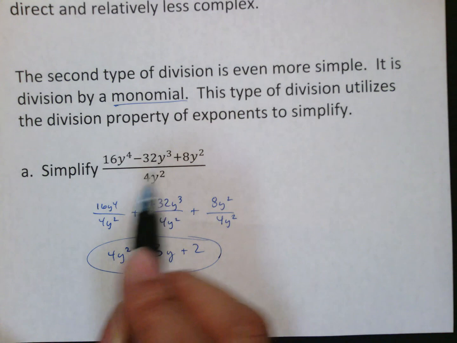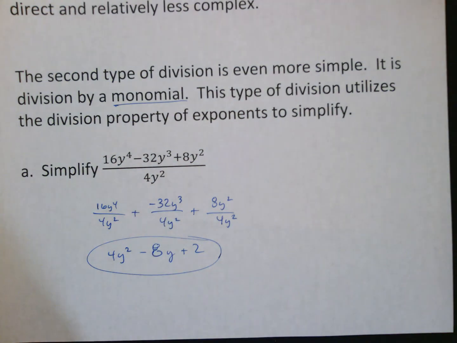But again, with a monomial, you do not need long division. You do not need synthetic division. I don't even think you can use it, because I think it would actually make things more complex than what they need to be.